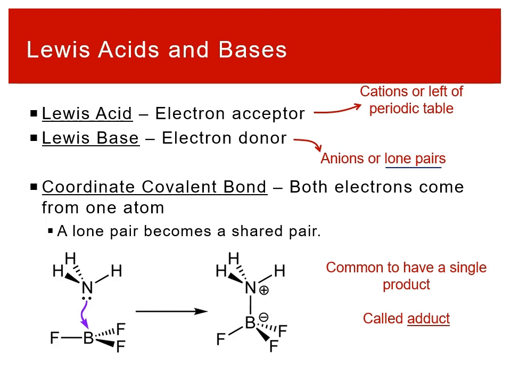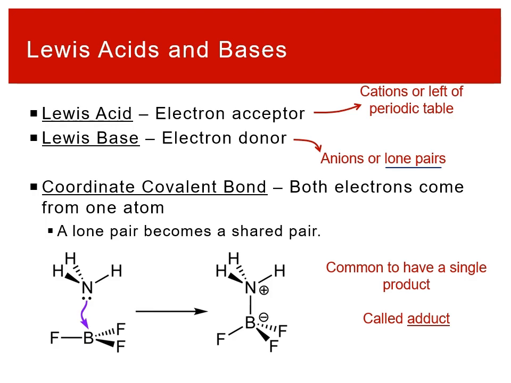This type of bond that you form is called a coordinate covalent bond. It's any time both electrons come from one atom. Normal covalent bonds, true sharing covalent bonds, are where you share two electrons and each one comes from one of the two atoms joined in the bond. So a coordinate bond usually corresponds to a lone pair becoming a shared pair.